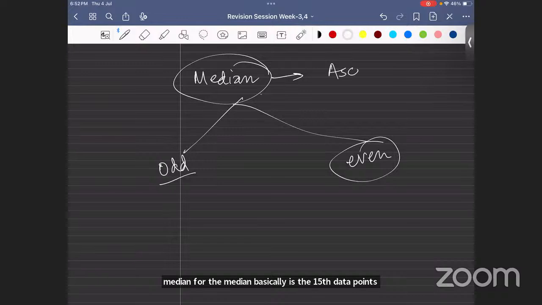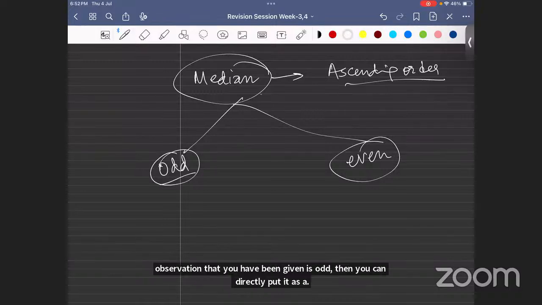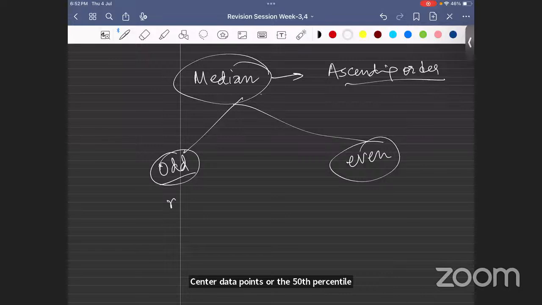So you have to arrange those data points in ascending order. If the number of observations you have been given is odd, then you can directly take the center data point, the 50th percentile data point, or the (n plus 1) by 2th observation, as the median. So if you have odd, basically the middle data point would be your median.